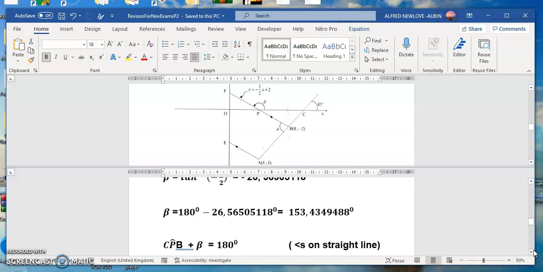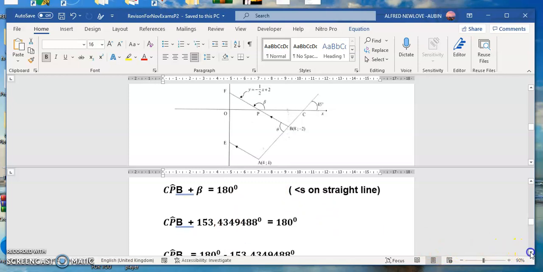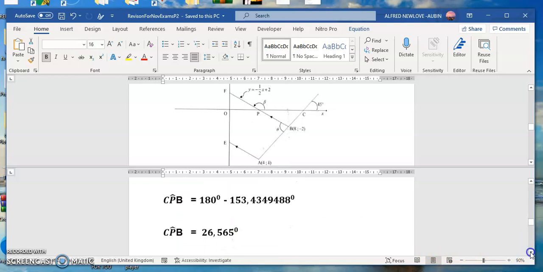Then we know that angle CPB, this small angle, plus beta, this beta, should give us 180. That's angle on a straight line. But we know beta to be this one. So we are going to transpose beta. If we transpose beta, we are going to get 26. So this small angle here, CPB, is 26.565 degrees.